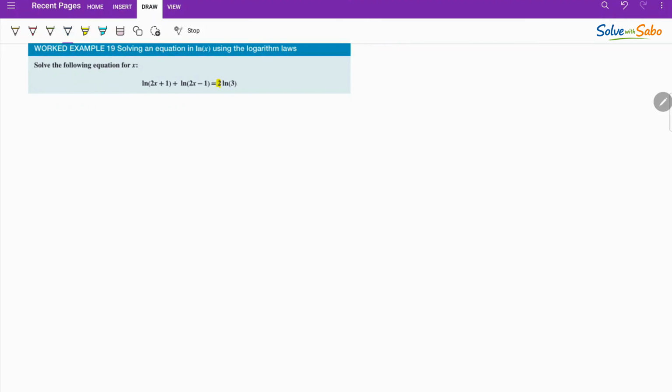So the first thing I'm going to do is rewrite this equation. Ln of 2x plus 1 plus ln 2x take 1 equals ln 3 squared. So that little 2 that was out the front as a coefficient becomes a power once we put it back inside the log. Now, I'm actually going to move all my logs over to one side. So I'm going to have ln 2x plus 1 plus ln 2x minus 1 minus ln 3 squared equals 0.